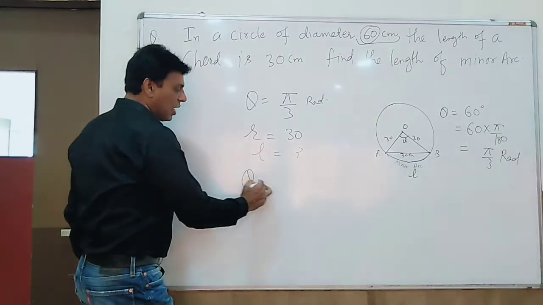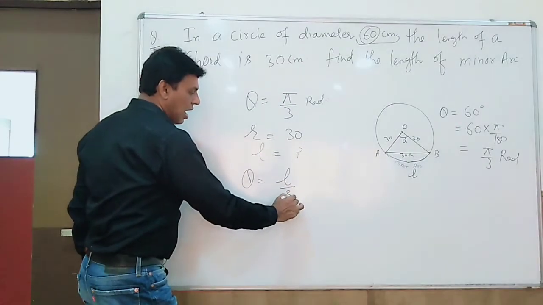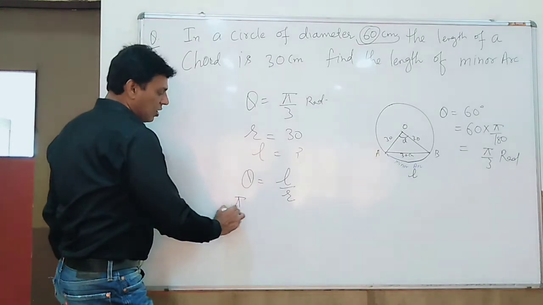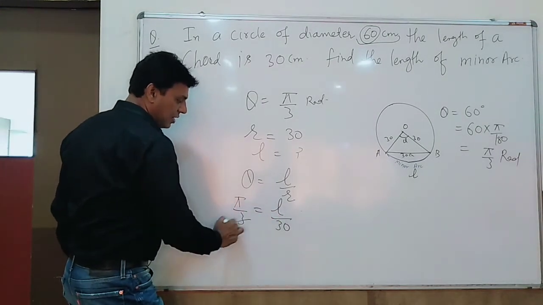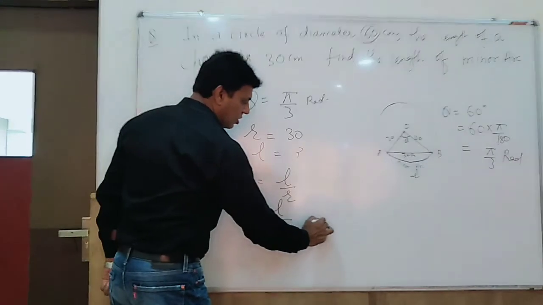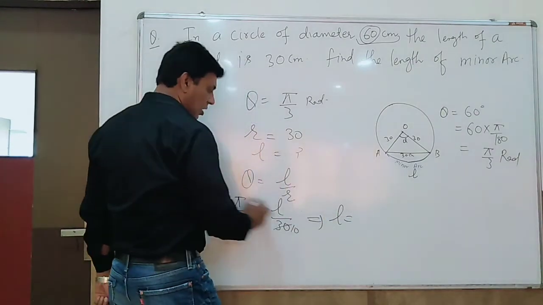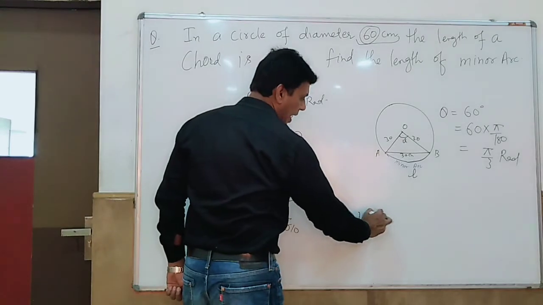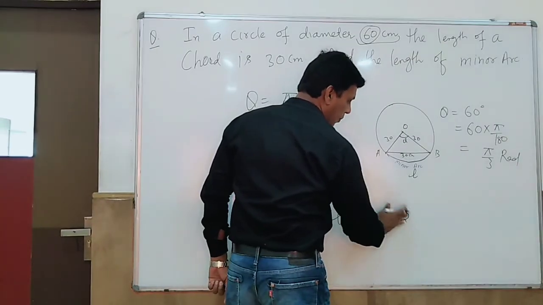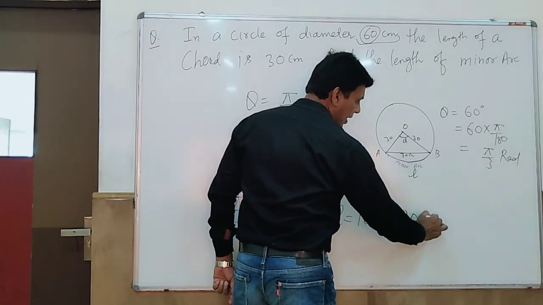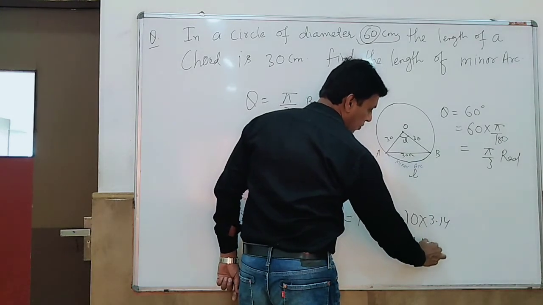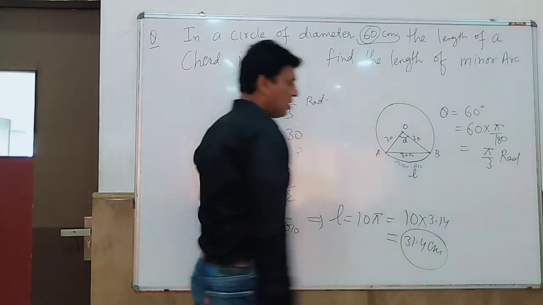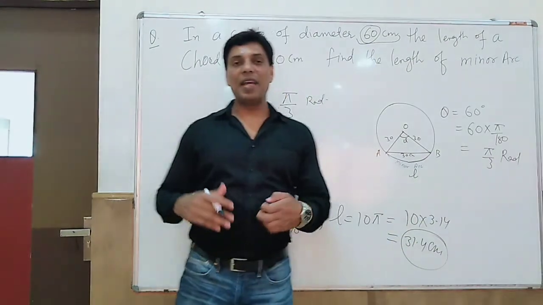So the basic formula is theta equal to L upon R, and theta is equal to pi by 3. L we need to find, R is 30, 3 10s are 30. So this way L is equal to 10 pi, or we can put the value of pi as 3.14, so that is 31.4 centimeter. So this is the length of the minor arc.